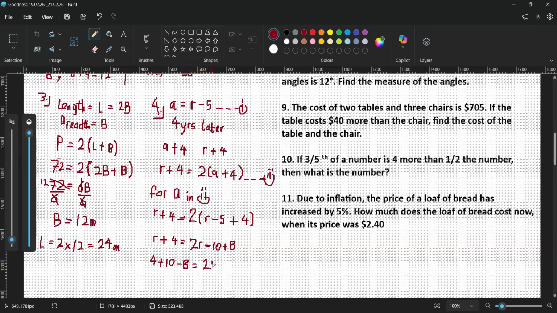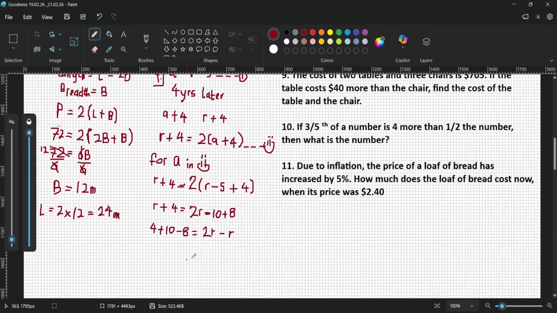So can you see how it looks now? 2R minus R, and 2R minus R will give you what? R. Excellent. Which means that whatever is on the left hand side is the value of R. So 4 plus 10 is 14. 14 minus 8 is 6, right? Are you good with this? Yes, sir.